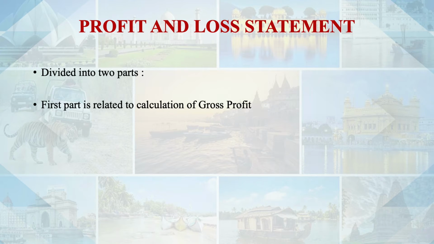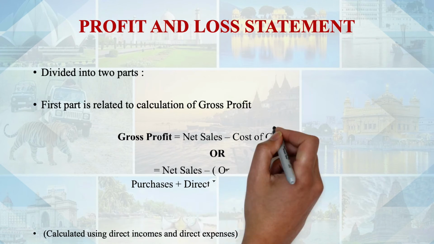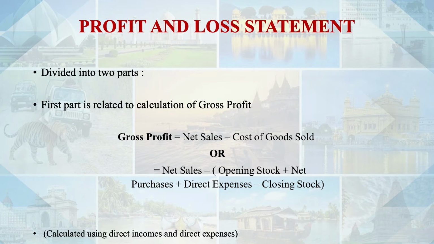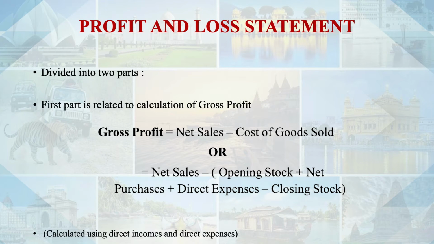So when we prepare this statement, in the first part we calculate the gross profit. Now what is this gross profit? This gross profit is basically the net income, that is the sales, that is the direct income, minus the cost which you have incurred to earn that sale. We have already studied the concept of cost of goods sold, so that has to be considered. We calculate the cost of goods sold, and that is deducted from your net sales, and the difference is your gross profit.